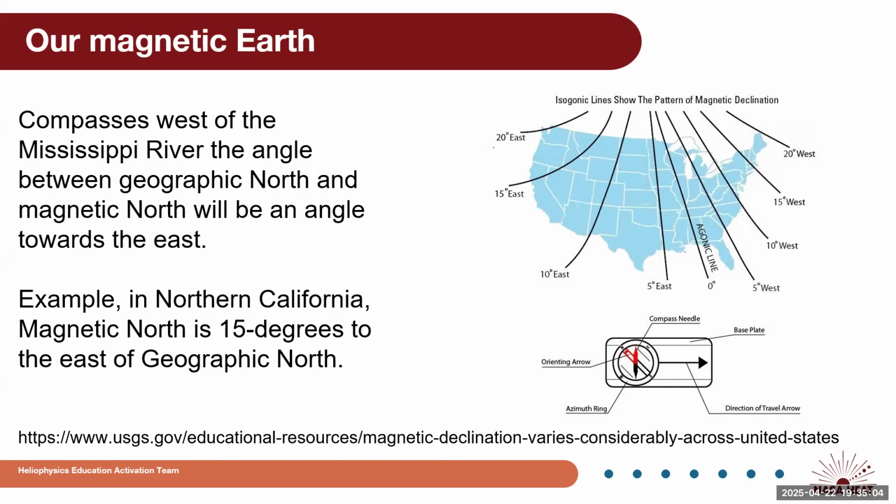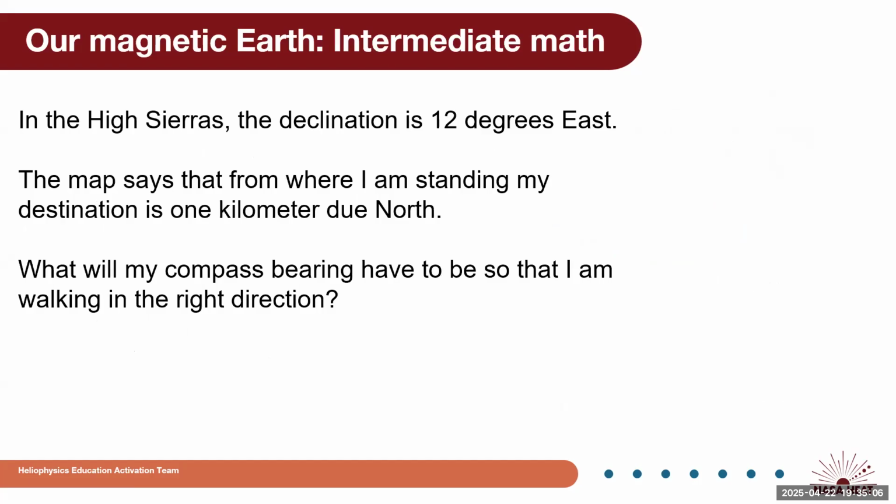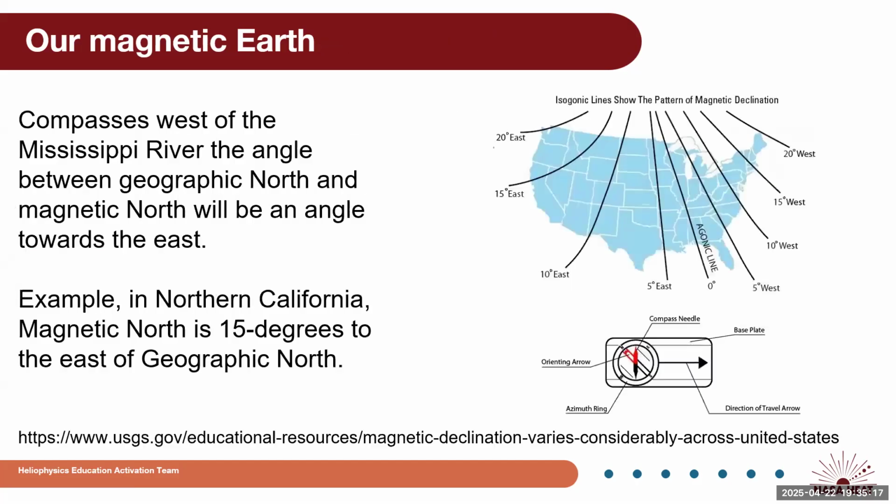Anyway, let's take a look at an example. In the high Sierras, the declination is 12 degrees east. That's what the magnetic declination is. That means that, as we see here, the magnetic pole is 12 degrees east of the actual true geographic pole, right?